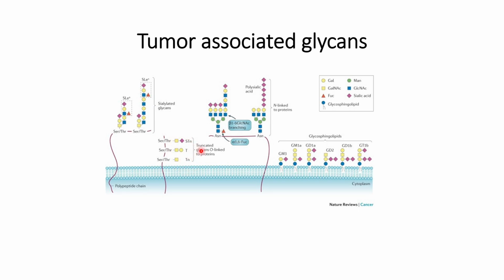Other glycans that are observed are the truncated O-glycans, which we have discussed. The commonly overexpressed truncated O-glycans are the STn antigen, the T antigen, and the Tn antigen. The differences are shown in this figure.